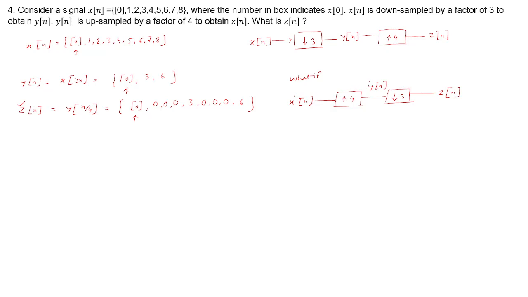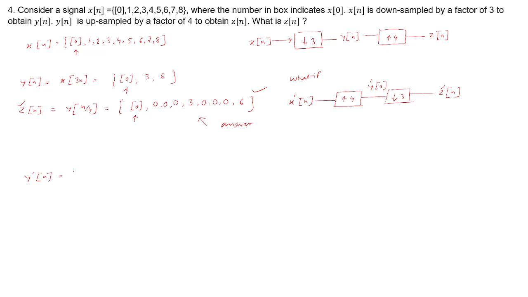Let us denote them as y dash n and z dash n. Xn remains the same input to both systems. So let me write y dash n. By the way, this is the answer. This sequence is the answer for the original question. We are just trying a variant of it by exchanging the order of the blocks.